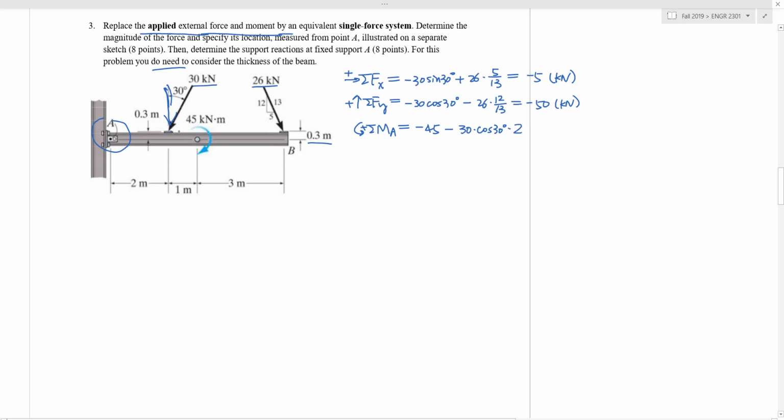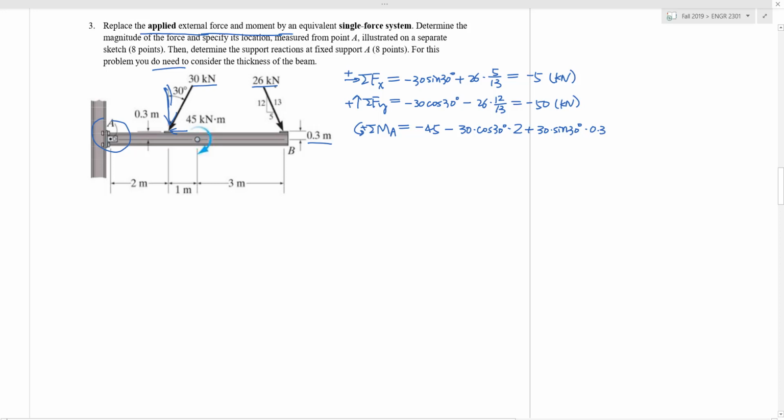And then let's look at this horizontal component right here. This component actually has a counterclockwise rotational effect about point A with a moment arm of 0.3 meter, because of this thickness that we cannot ignore. So we will have a plus 30 times sine 30 degree, that's the magnitude of the force, multiplied by the moment arm of 0.3 meter.